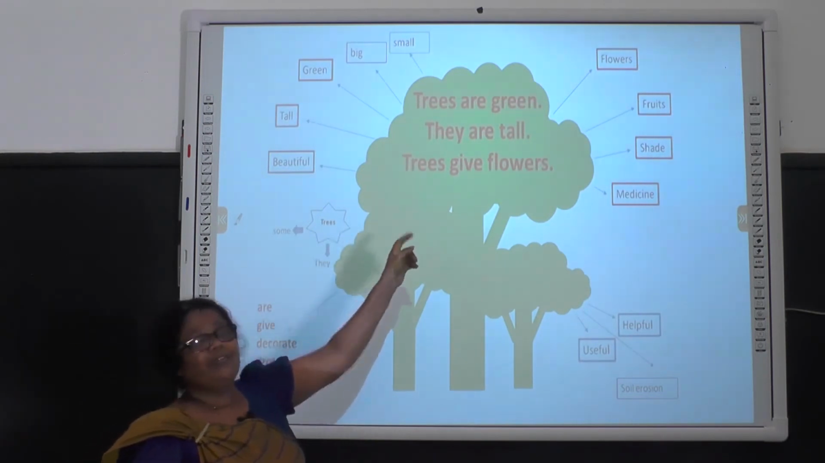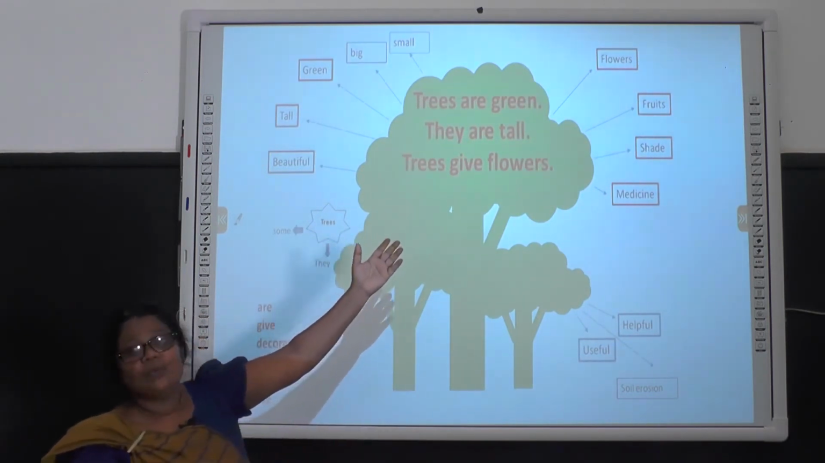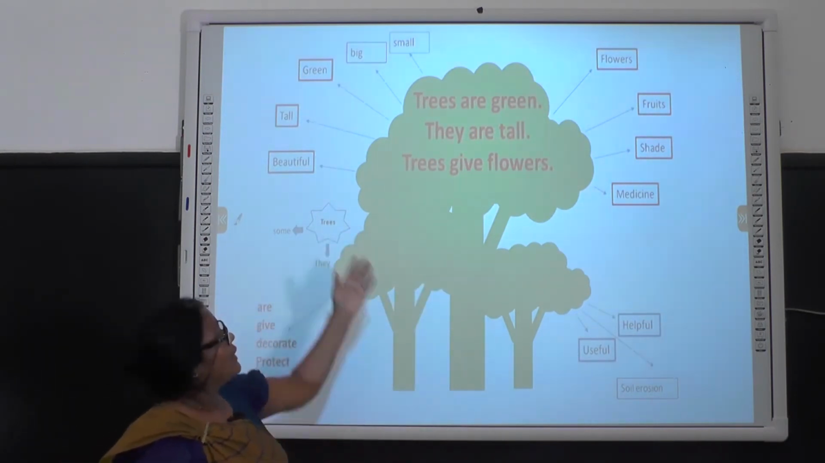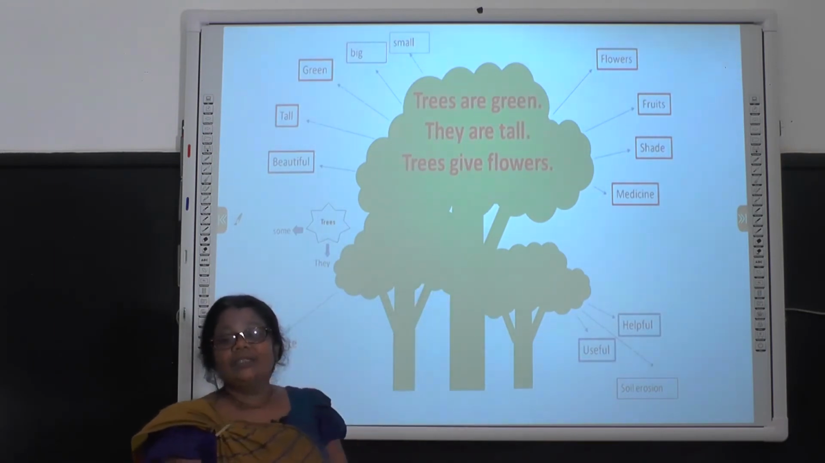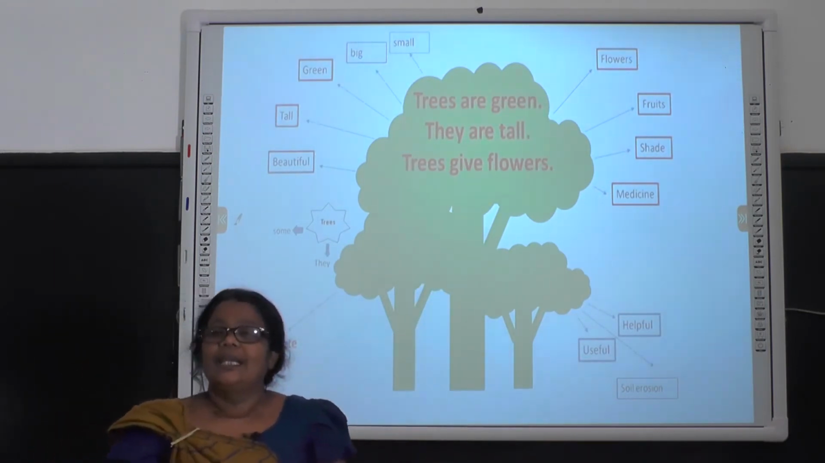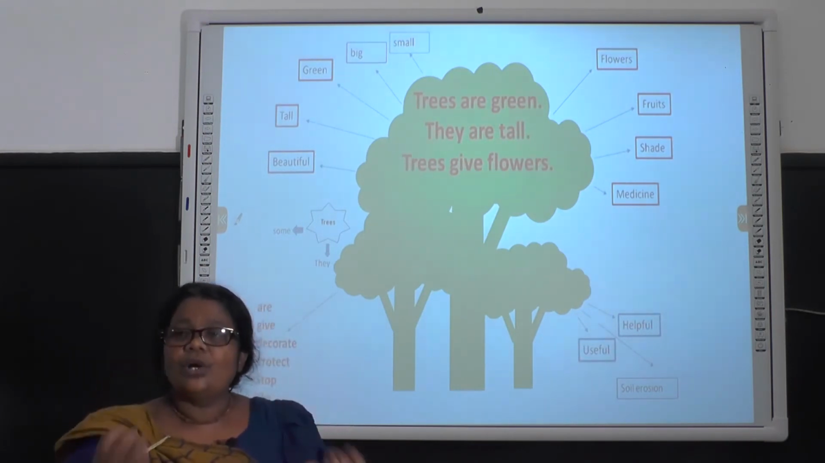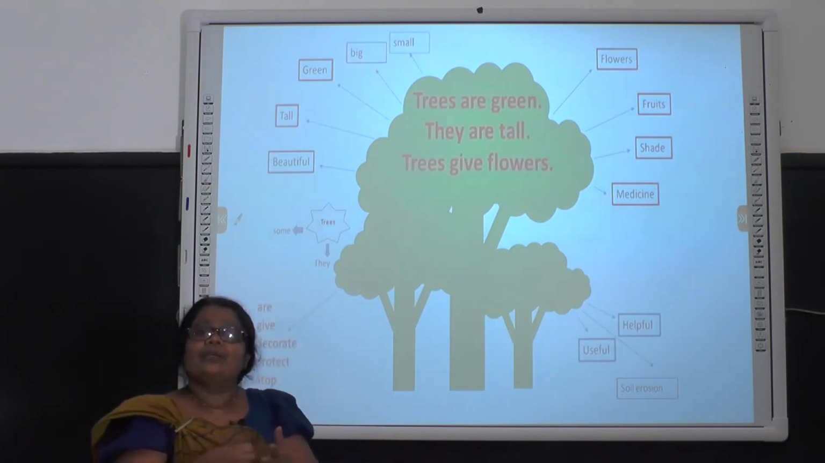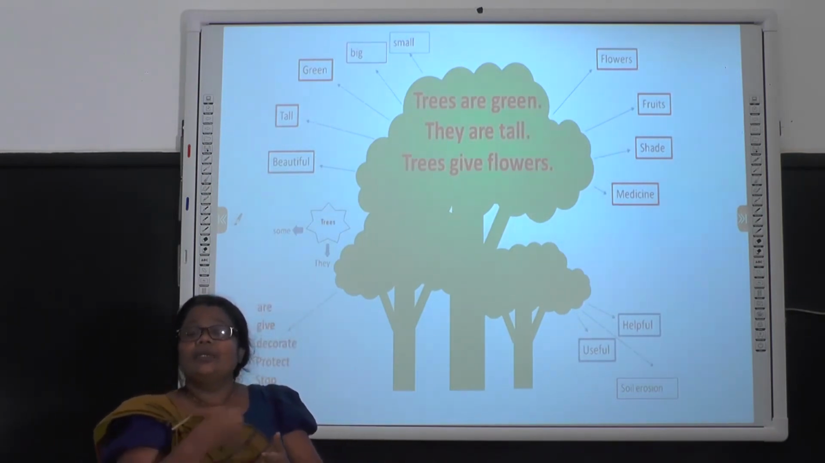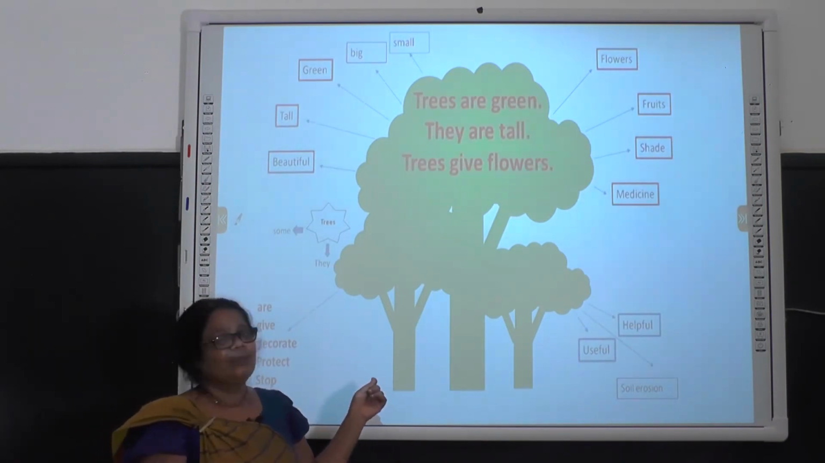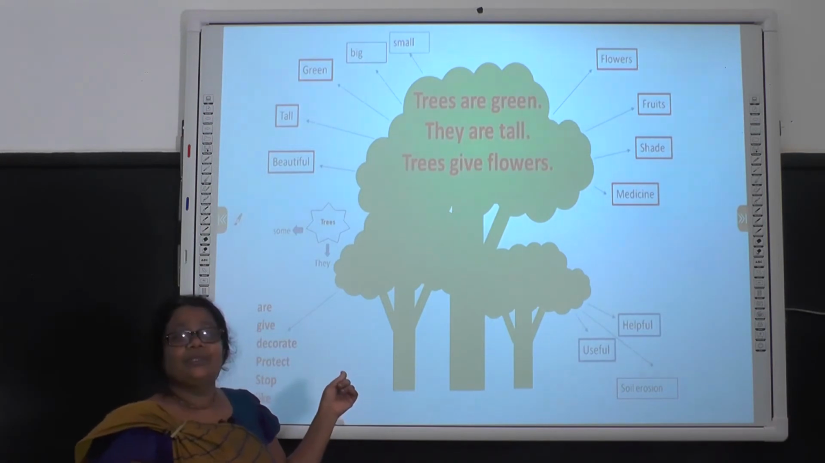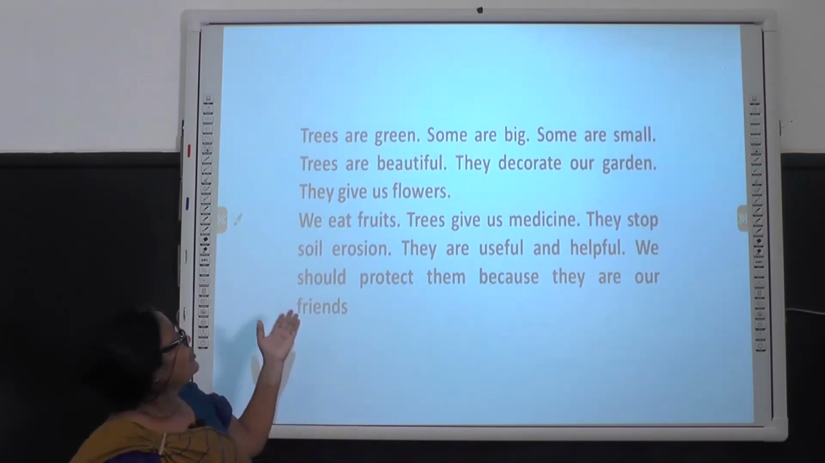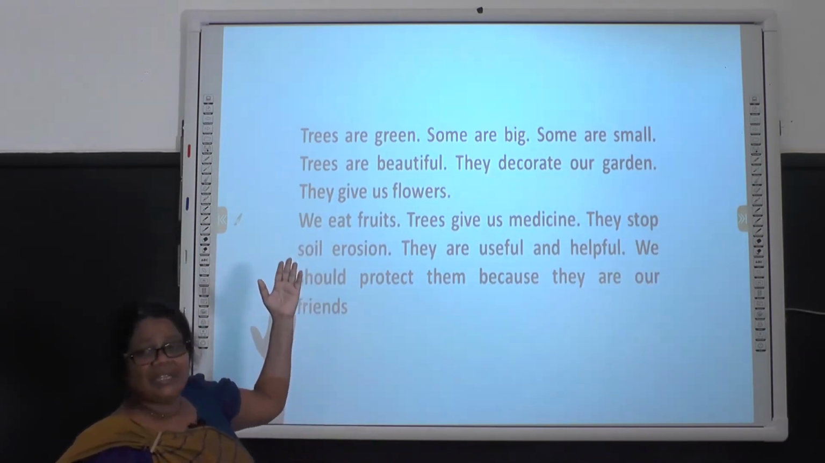So trees give flowers. So you can create so many sentences. You can say they give fruits. They give shade and medicine. Lots of small sentences. Here according to what you know, according to your knowledge, according to your experience, please pick up the words and just try to write small sentences. Remember, those sentences should be meaningful. Let's look at this. You can read it and it is very easy.